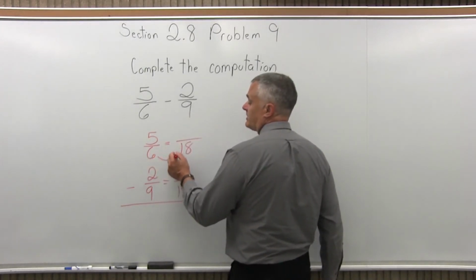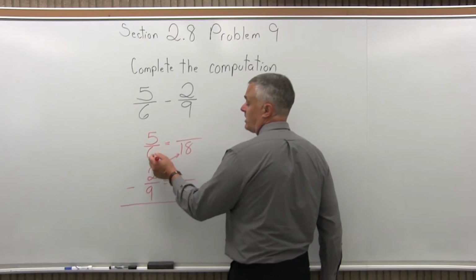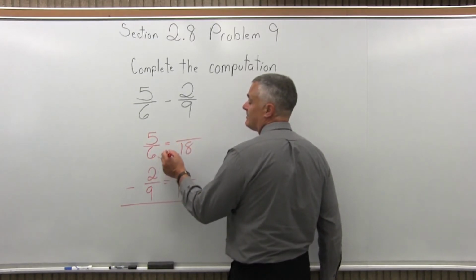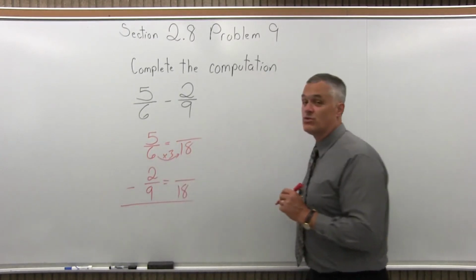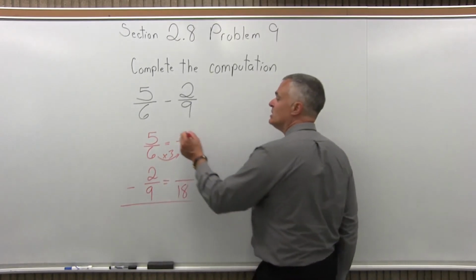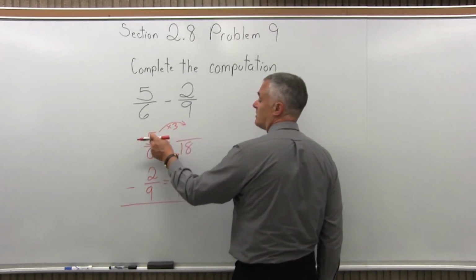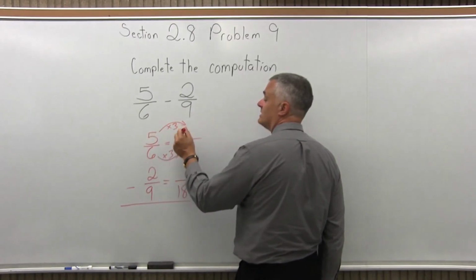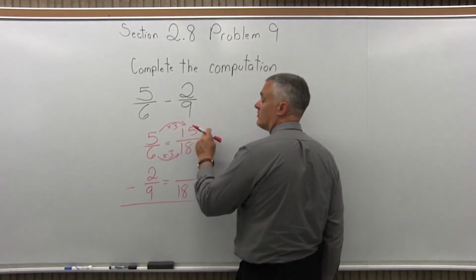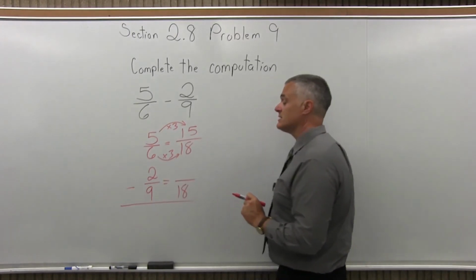So with the upper fraction of 5 over 6, look at the denominators. 6 times something made an 18. It was times 3. 6 times 3 is 18. So the numerator will be multiplied times the same value, in this case times 3. So my numerator 5 times 3 is 15. 15 over 18 is equivalent to 5 over 6.